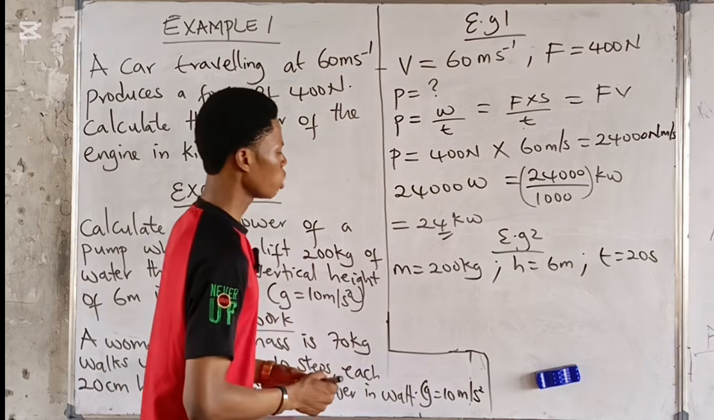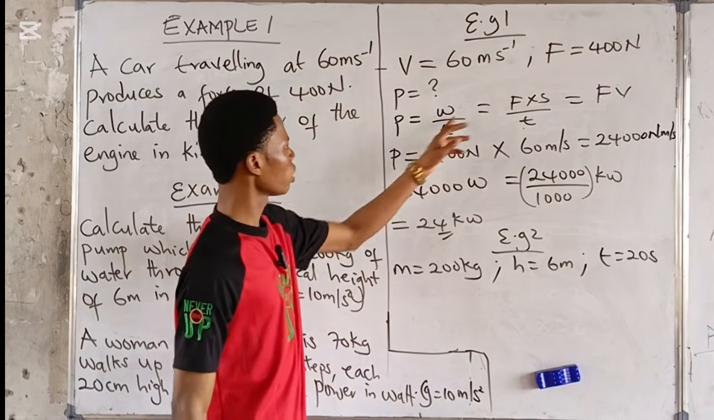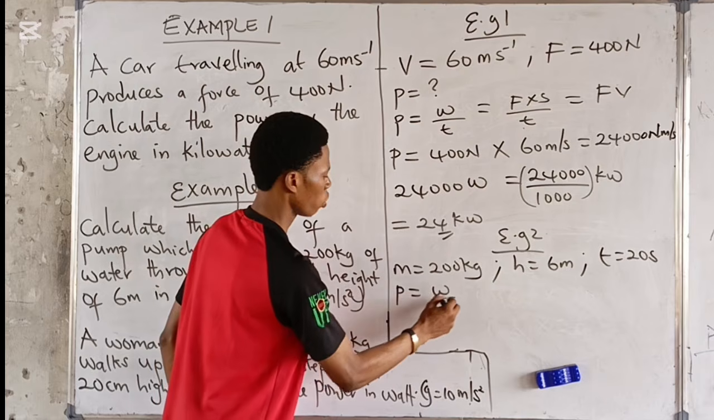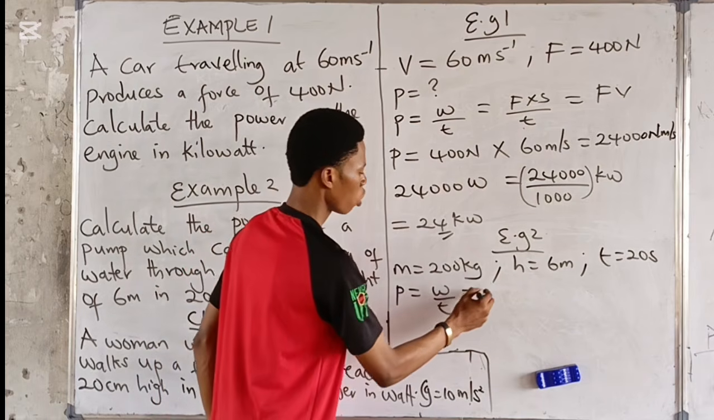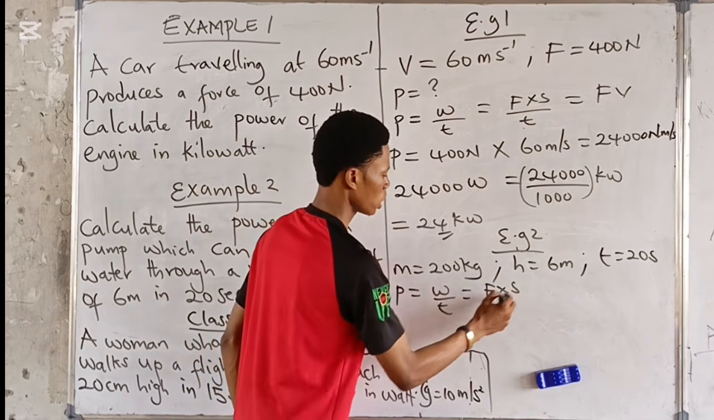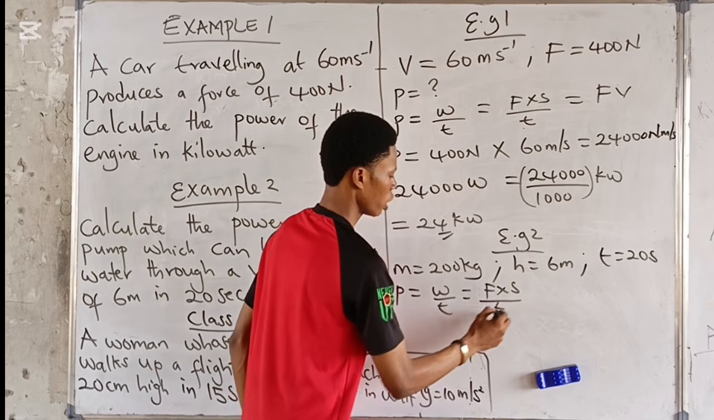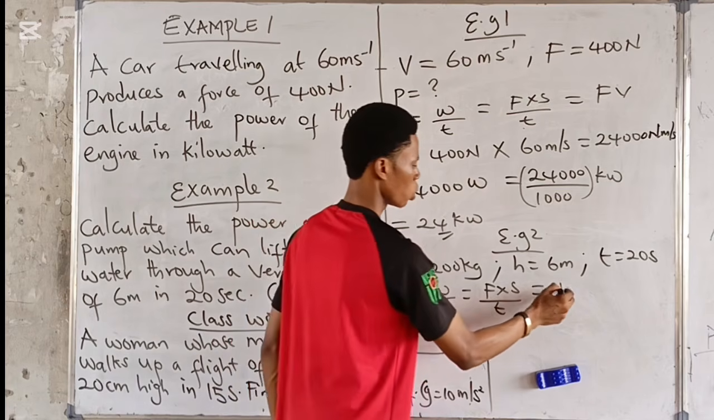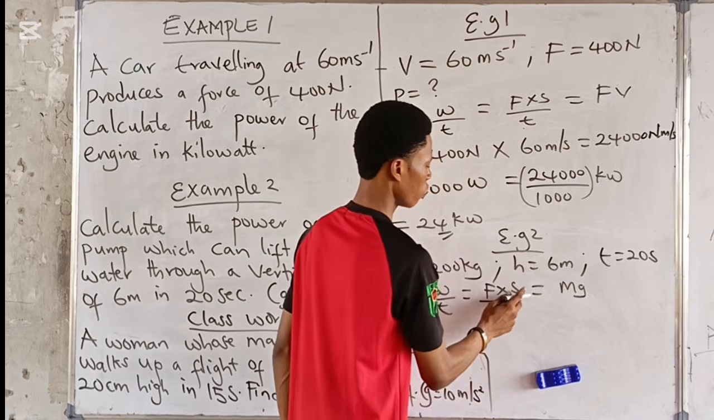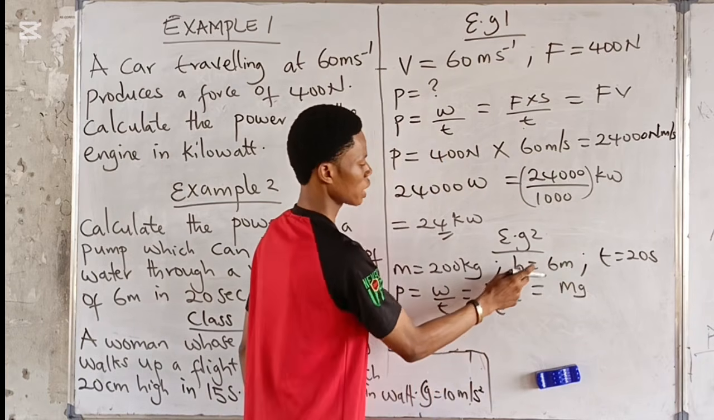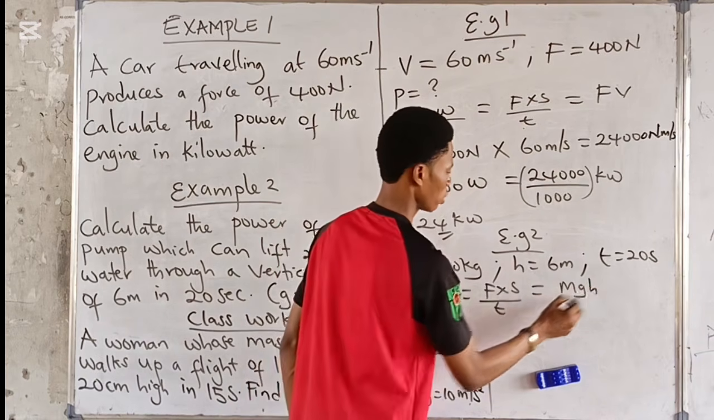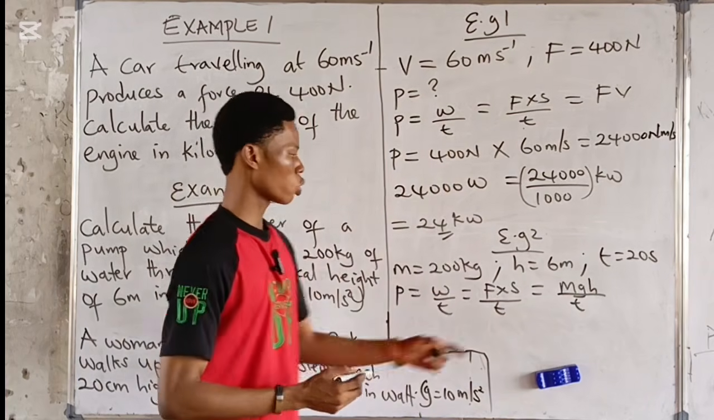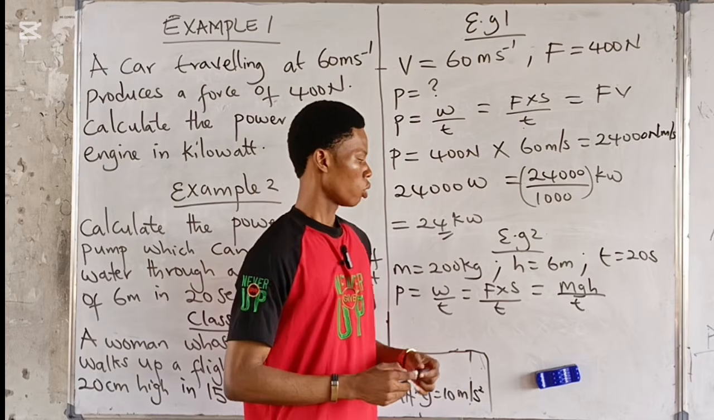So you agree with me here? From this same formula, we know that power is equal to work done over time taken, right? And work done is force times distance, all over time. We also know that force is equal to mass times acceleration, and our distance here is height, same as s, so height all over the time taken. So mgh all over time taken. So we look at potential energy all over the time taken.